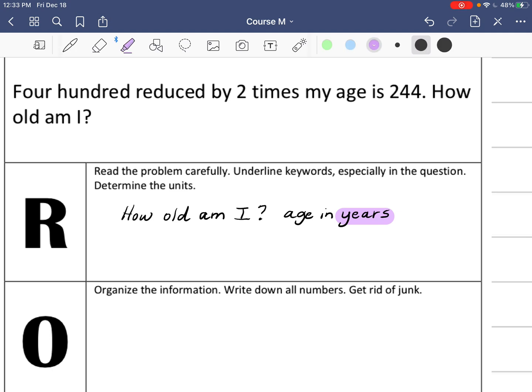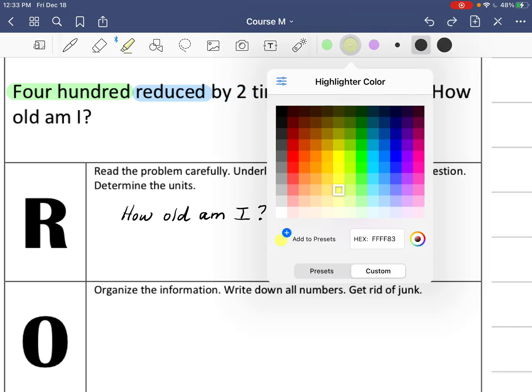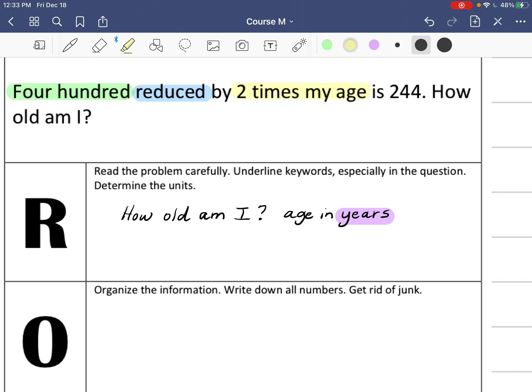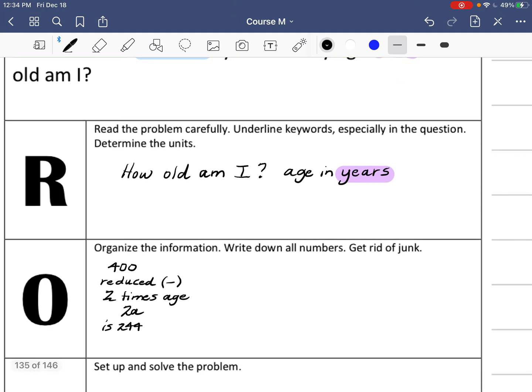So let's pull out some information that is important. We have 400. We have the word reduced, by 2 times my age, is 244. So there are 4 key pieces here. We have the number 400. Reduced means minus. 2 times my age, that's 2a. Age is the unknown, so we're going to call that a. And then we have is 244. So you have your equation right here.